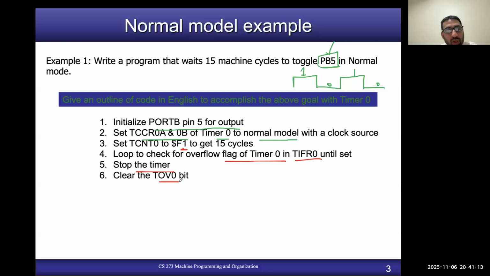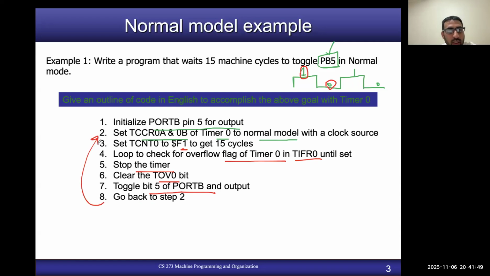And clear the overflow bit in the TIFR0 register. Why do we want to clear it? Because we want to monitor it again for the next overflow, and we want to detect the next overflow. How is it possible? First we have to clear it, otherwise it will always remain one. Then after clearing it, we will toggle bit 5 of port B. Initially we wrote 1 here, now we will write 0. And then we will go back to step 2.